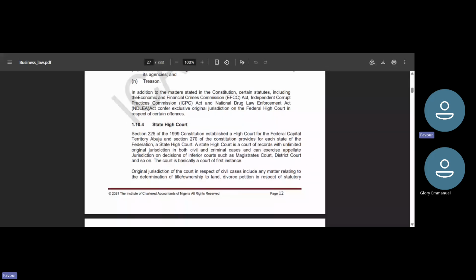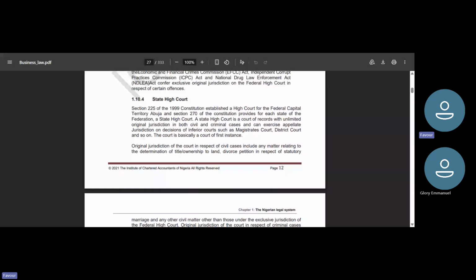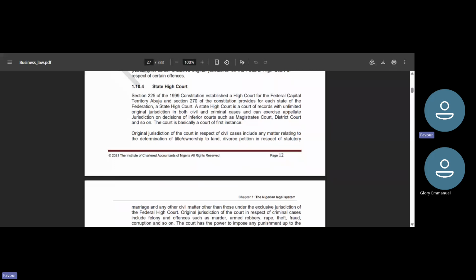So in this course, you are going to be seeing a lot of sections. I know we're ICAN students, but then we are going to be transforming into a little bit of law students with this course. So we are going to see a lot of sections, a lot of cases, and a lot of law jargon, right? So ICAN is basically trying to teach you the legal aspect of the profession.